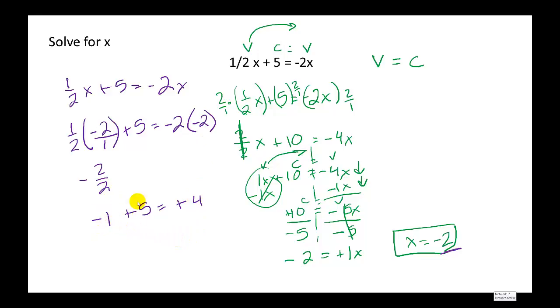So -1 and a positive 5. If I go down 1 and I go up 5, I am actually up 4. So now we see, does a positive 4 equal a positive 4? Is that true? Yes, it is. This works, and that means our answer of x is -2 is correct.